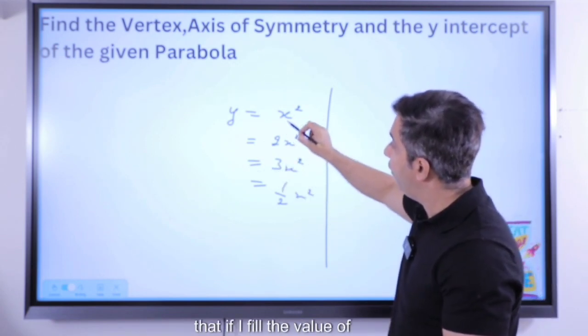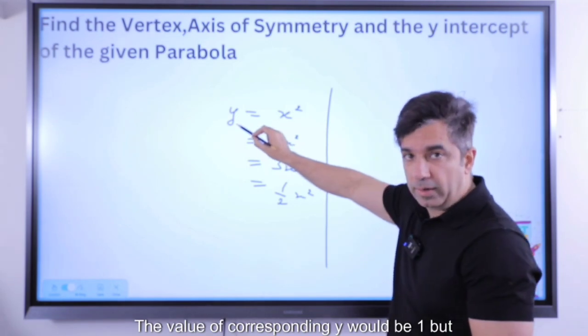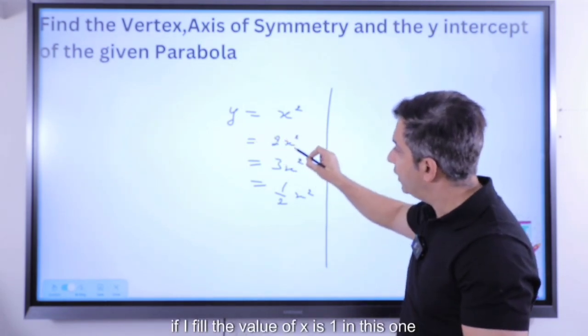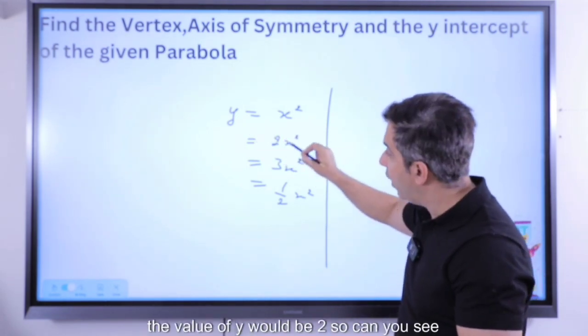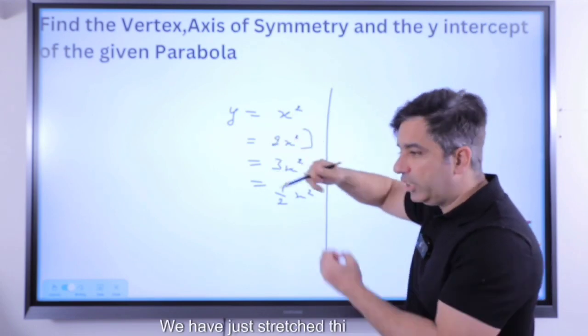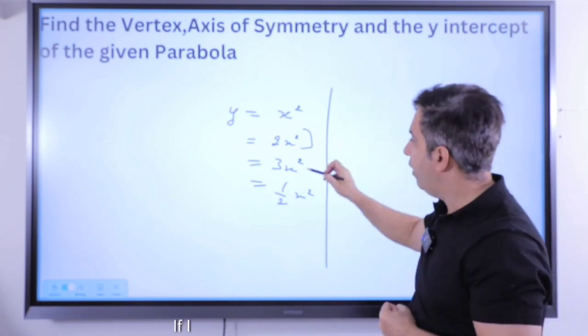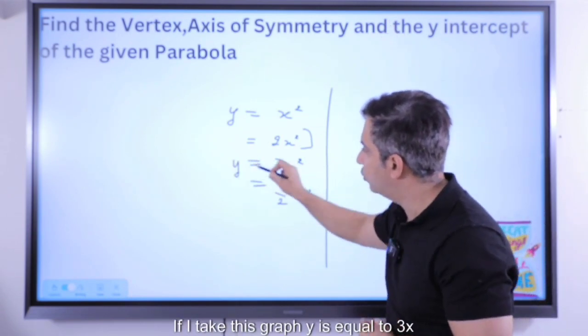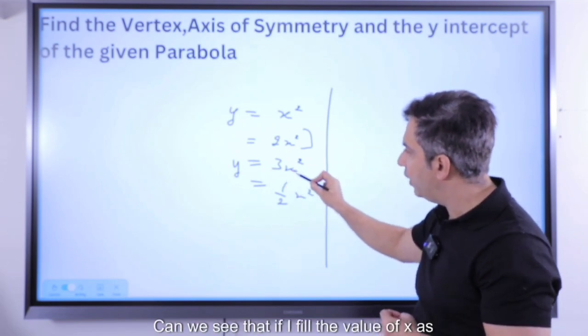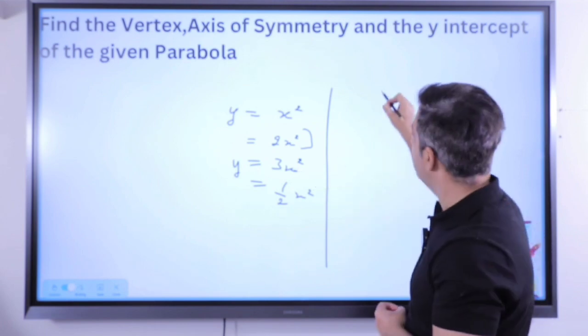Just imagine that if I fill the value of x as 1, the corresponding value of y would be 1. But if I fill the value of x as 1 in this one, the value of y would be 2. So can you see that in a way we have just stretched this graph. The height has just doubled. If I take the graph y is equal to 3x square, if I fill the value of x as 1 in this one, the value of y would be 3.